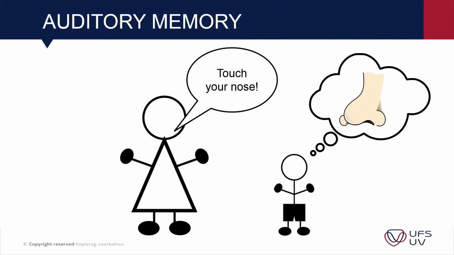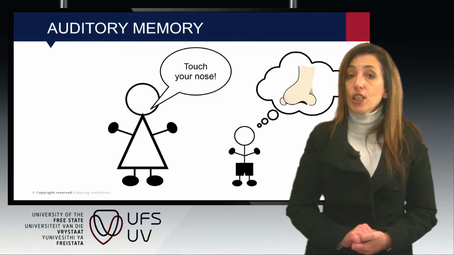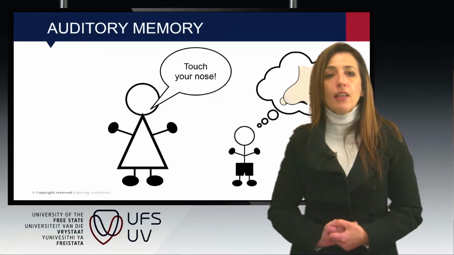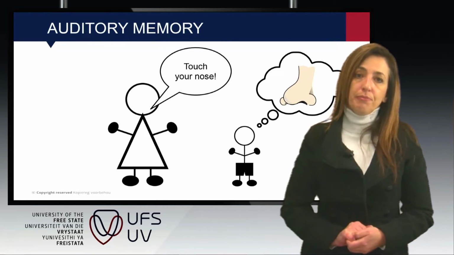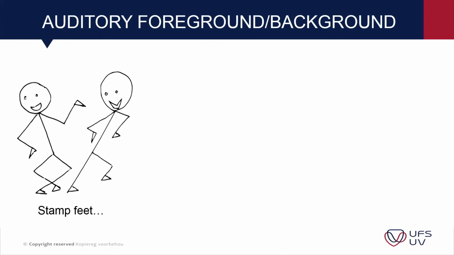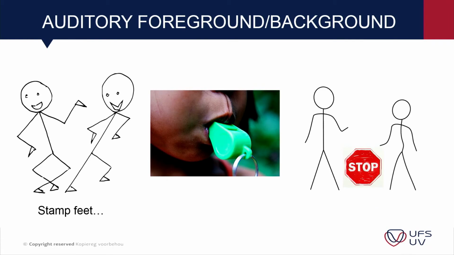Auditory memory is being able to remember sounds. Here you can give an instruction to a group of children such as touch your nose or pat your tummy, and the children have to do the action. Auditory foreground and background discrimination is knowing which sounds to ignore and which to pay attention to. An exciting activity would be to get a small group of children to stamp their feet together. When you or another child blows a whistle, they all stop.